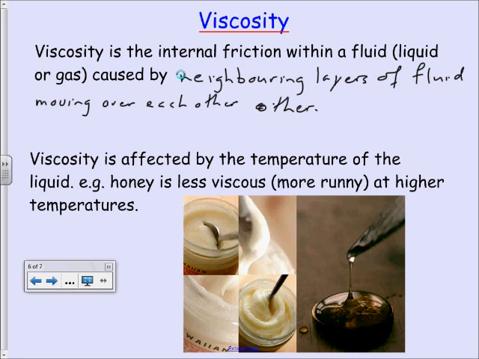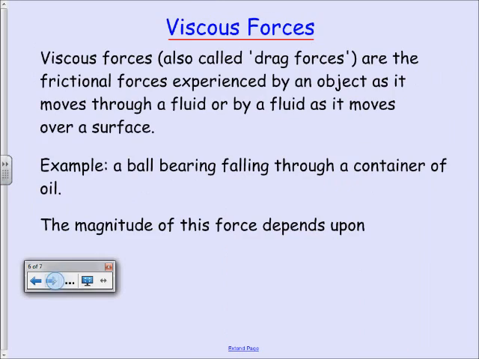All right, so what might affect the viscosity in a fluid? One of the factors is the temperature of the fluid. If you've got some honey and the honey's really stiff and very viscous, what do you do? You stick it in the microwave and heat it up, and as the temperature of the honey goes up, the honey becomes more runny. We say that the honey is less viscous at a higher temperature.